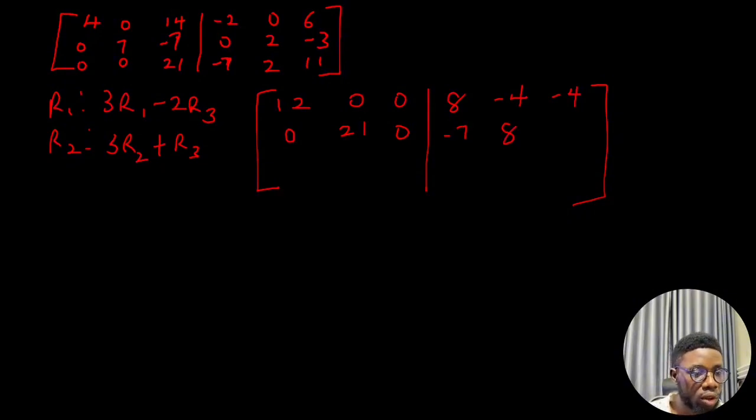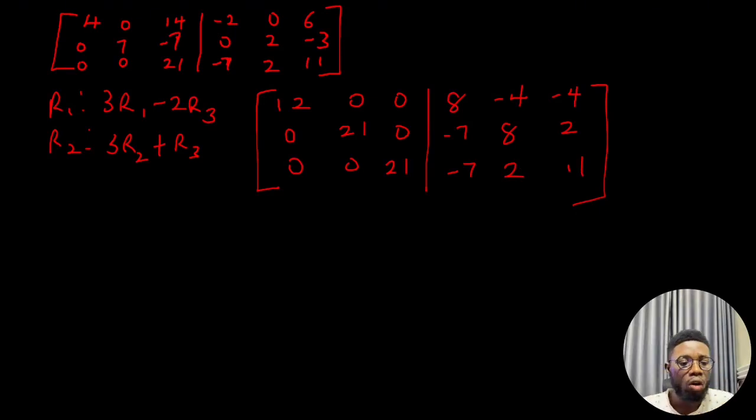Then from here, for the last stage, we have 3 times negative 3. That's going to be negative 9. So negative 9 plus 11, that would be 2. So we have 2 in this position. Then for the third row, since we didn't perform any operation on the third row, it is just going to repeat itself. So we just have 0, 0, 21, negative 7, 2, and 11 in this place. So this is what we're able to produce.